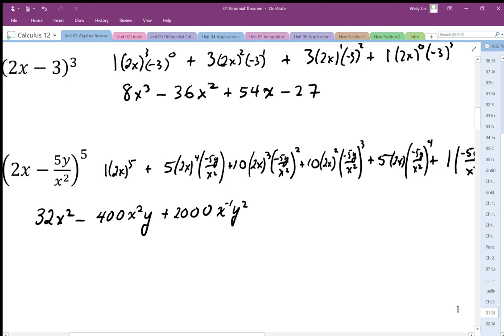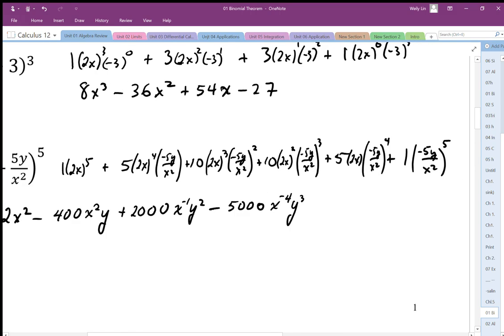Okay, moving on to the next one, that's going to be 5 cubed. So negative 125 times 4. Okay, negative 125 times 4 is 500. Times 10 is 5,000. Okay, so there's my coefficient. X squared divided by x6, I'm going to end up with x to the negative 4. Okay, and then y cubed.